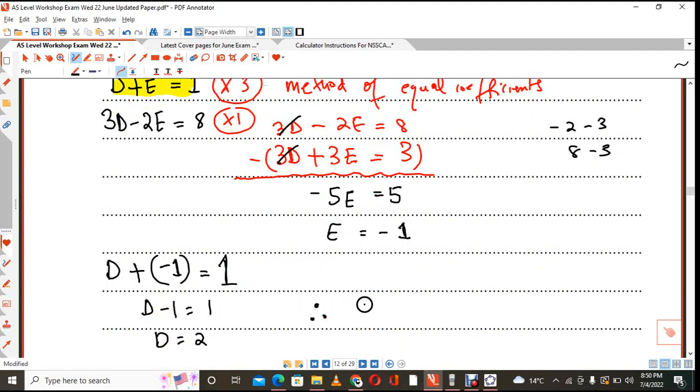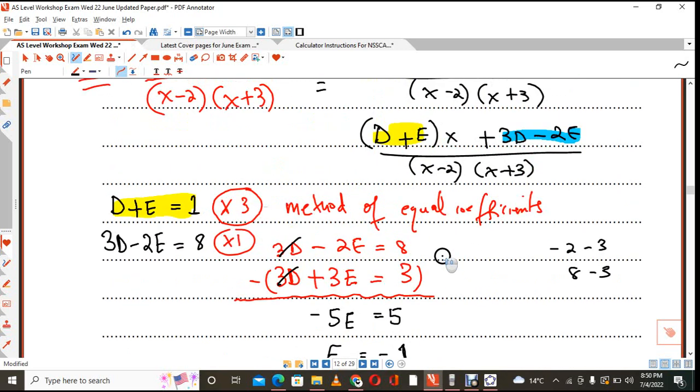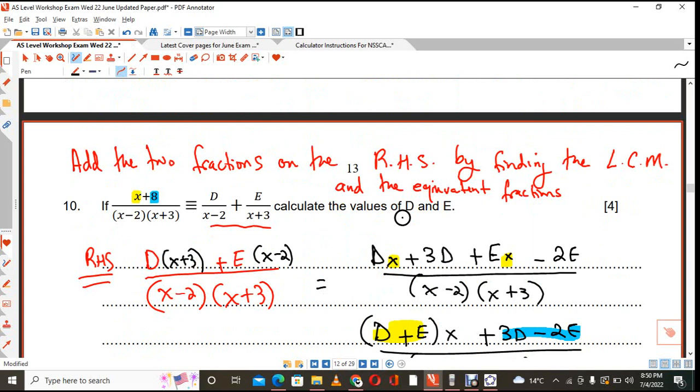Therefore, E equals to negative 1, and D equals to 2. Quite straightforward. Now, you can also find a similar question if you are using your y equals mx plus c textbook.